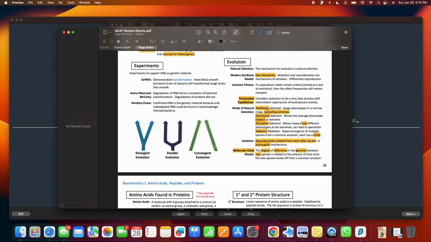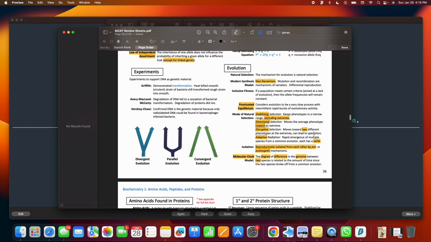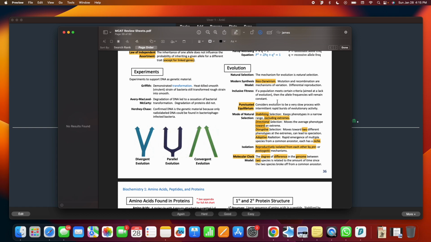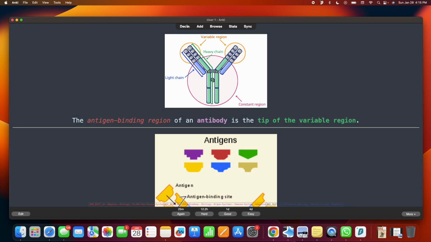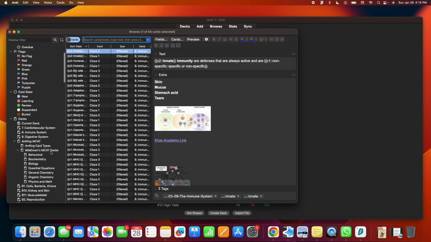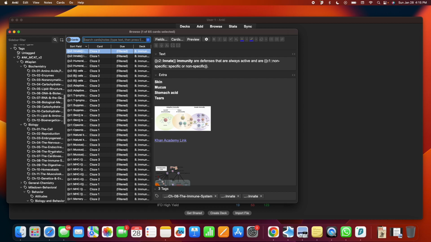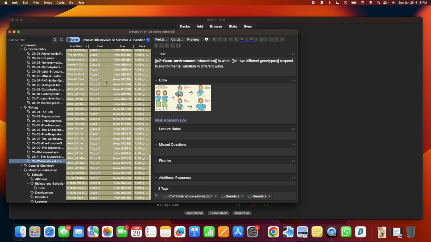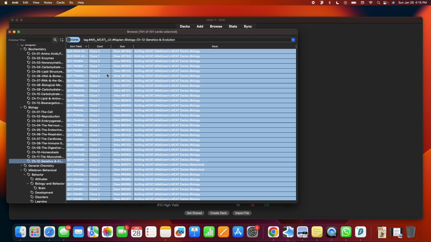And these are the three different types of evolution. Okay, let's go see how many cards we have. So just for that, let's save the edits. Then let's see how many cards we have for chapter 12. We have 101. Interesting. Let's unlock them.